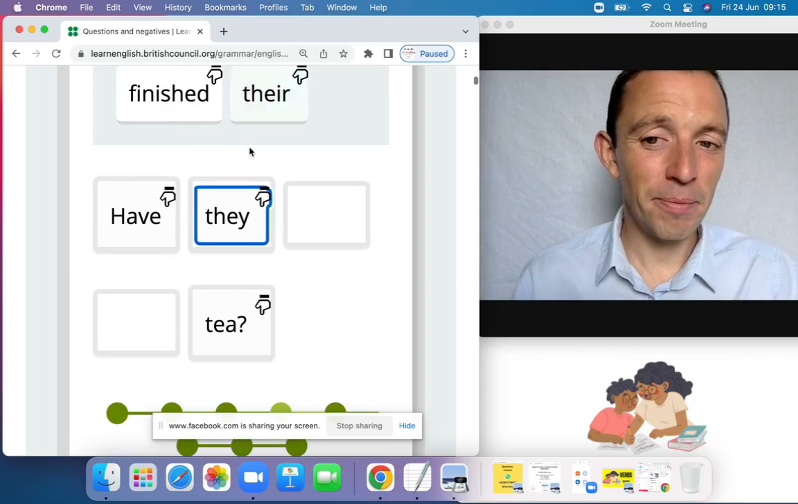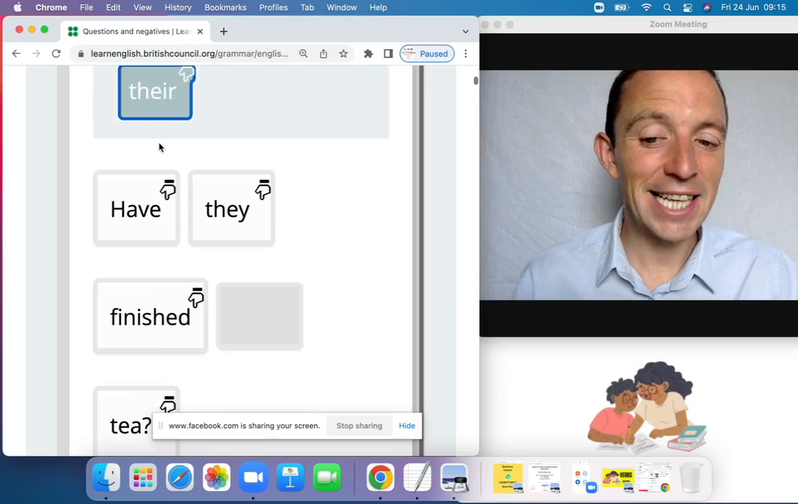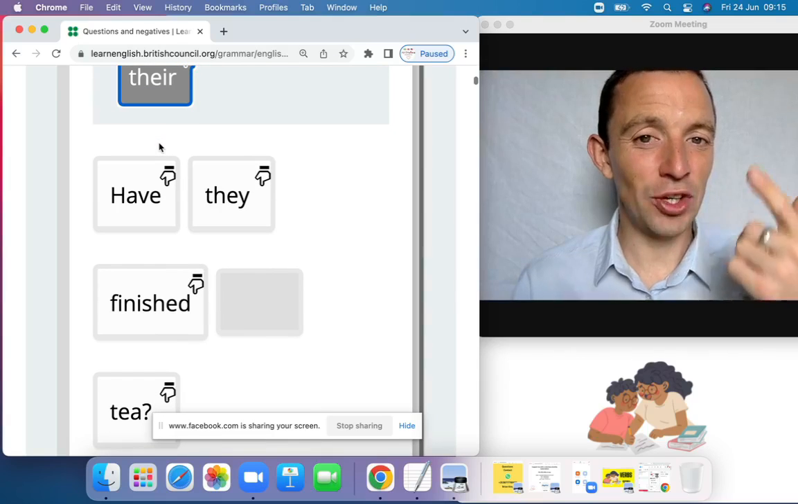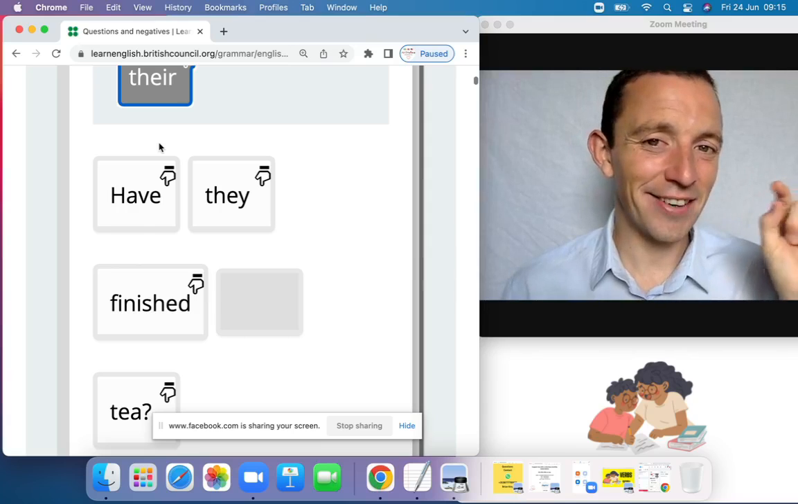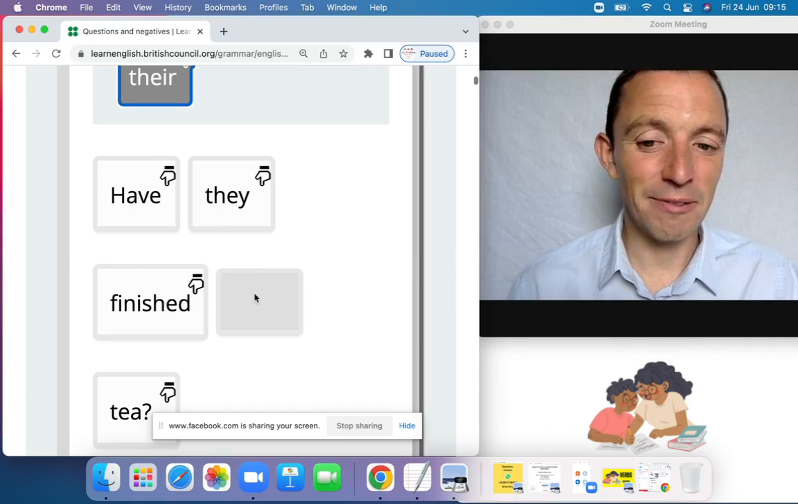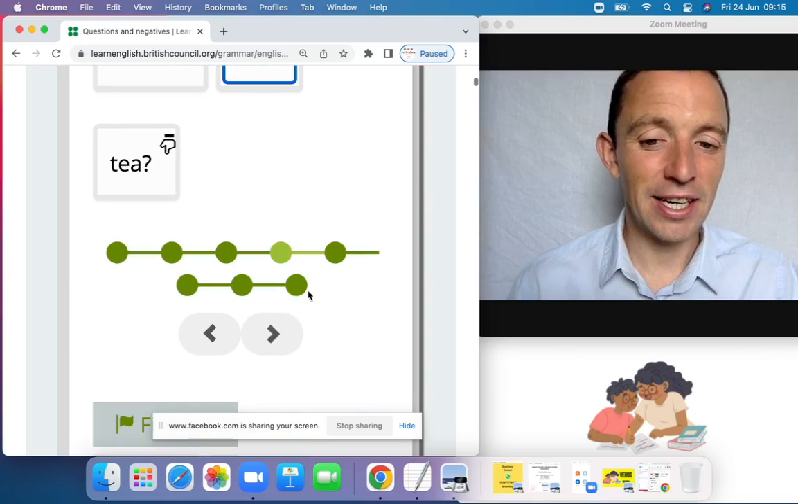The next verb, only one verb, have they finished, and we have the possessive adjective, my tea, your tea, his tea, her tea, our tea, your tea, their tea. So this is the possessive adjective, and for me this is correct. Have they finished their tea?